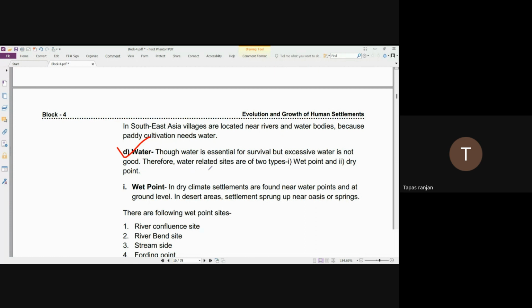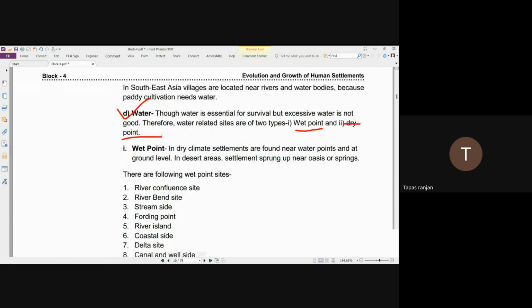So water is basically related with two types, that is wet points and dry points. Wet points are basically found in dry climatic regions where you will find some water points. So that is your wet point. Okay, so in dry climatic settlements, if you find the water points, then it is your wet point.